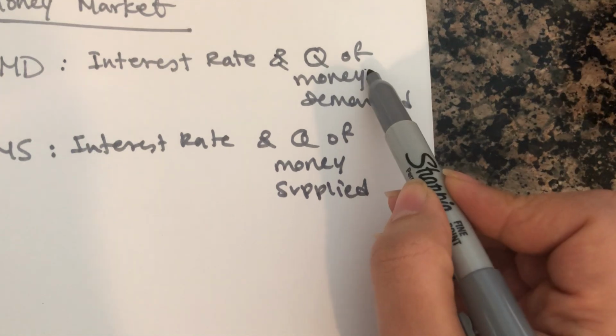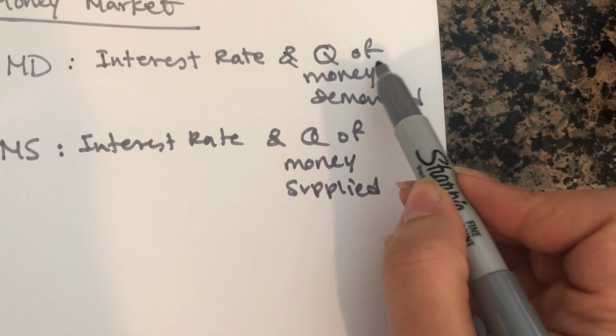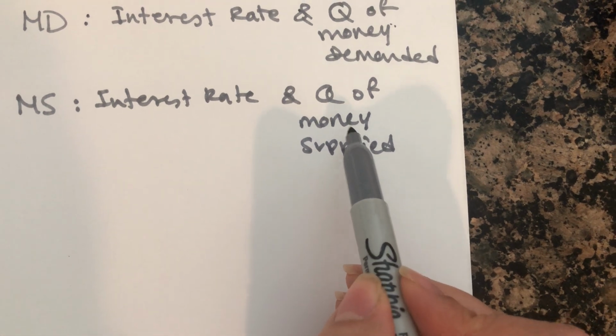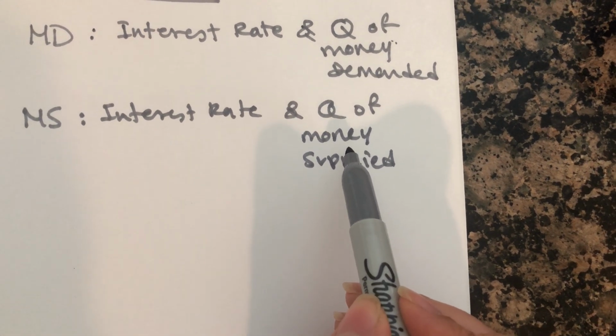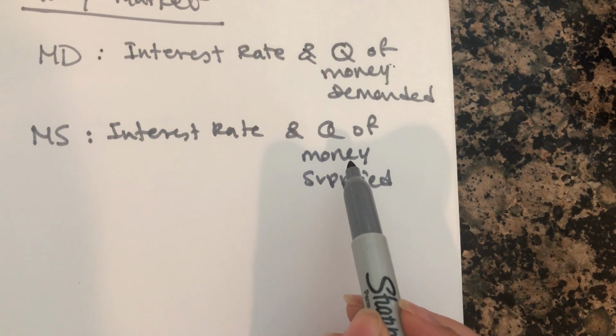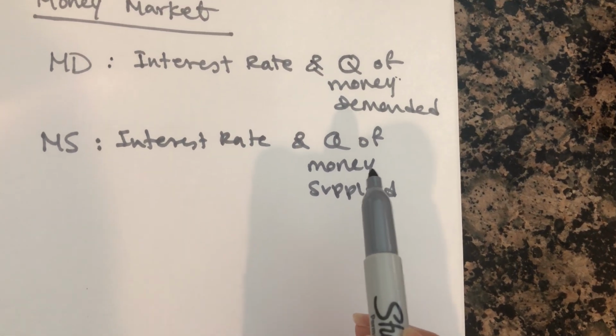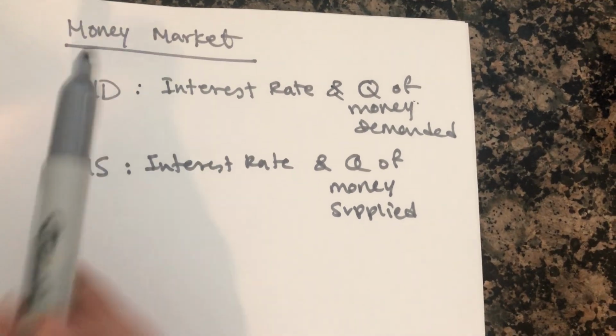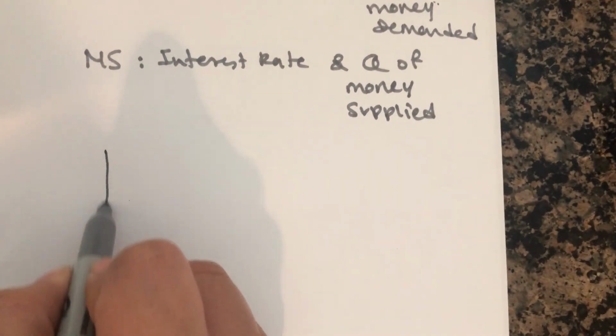So again, the quantity of money demanded is the amount of money that buyers want to hold, and the quantity of money supplied is the quantity that the central bank, as the single supplier in the market, is supplying in the market. Okay, so let's start with the shape of our money demand.